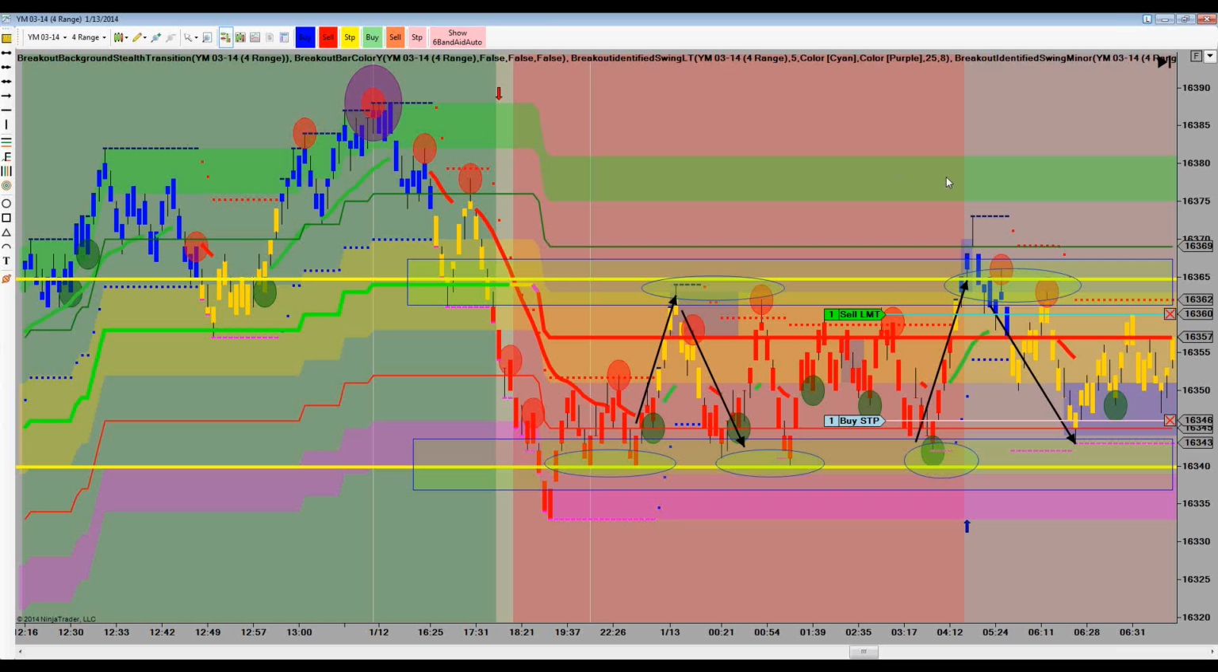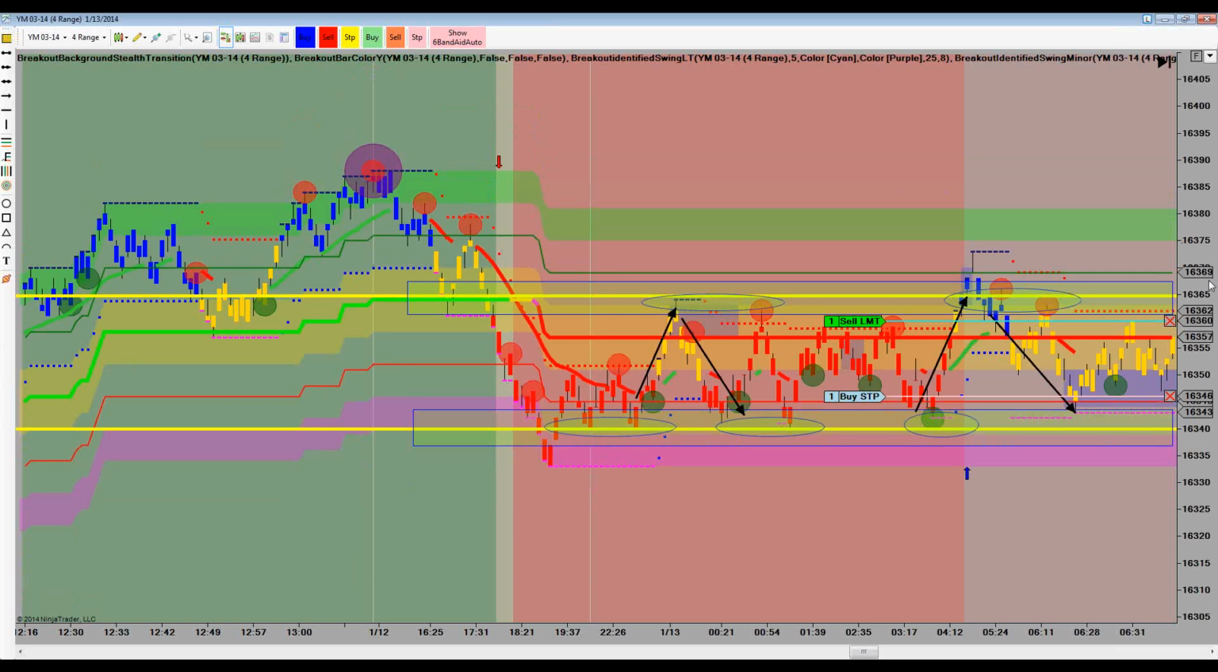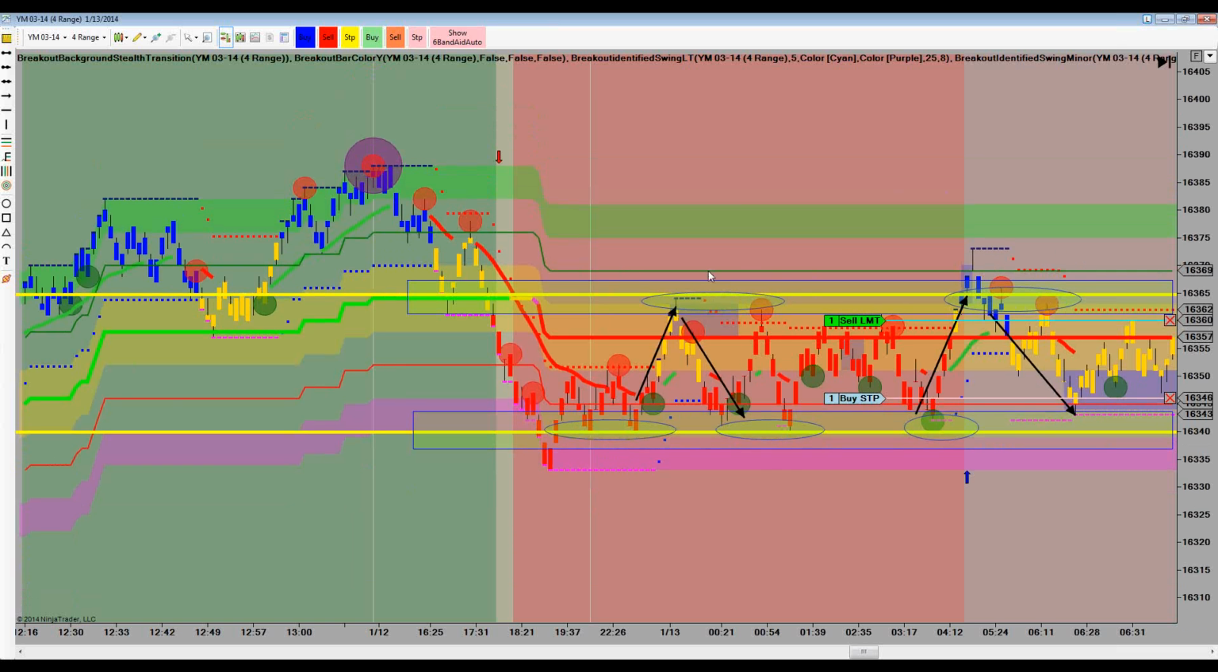All right, good. So where we left this is, just to summarize, coming into this morning on the 13th, which was Monday on this instrument YM, is that we identified a range.